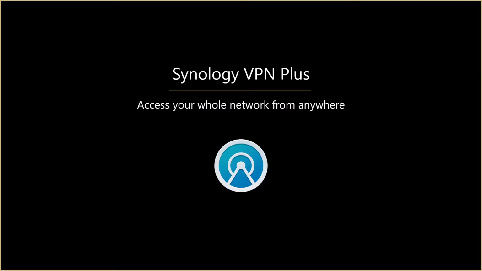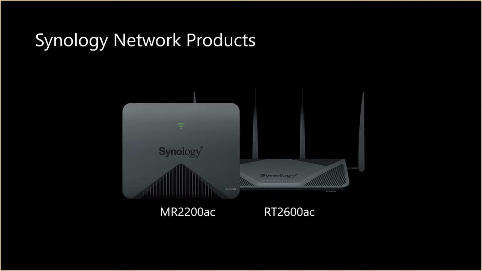But if you want additional security, we recommend setting up a VPN solution using your Synology router. Synology currently offers two products: the RT2600ac, our most powerful router, and the MR2200ac mesh router, which lets users create mesh networks to expand their Wi-Fi range.